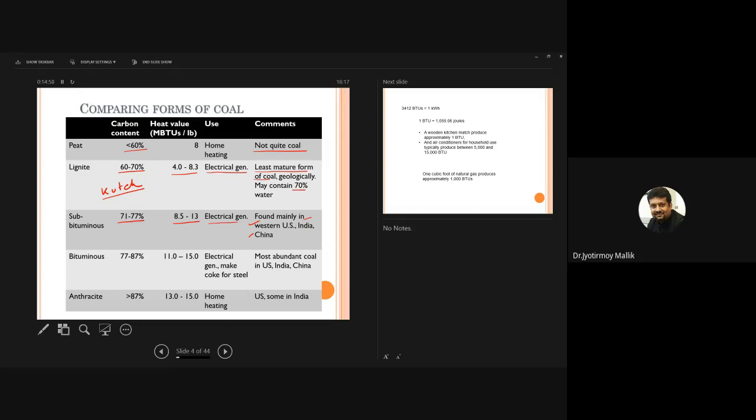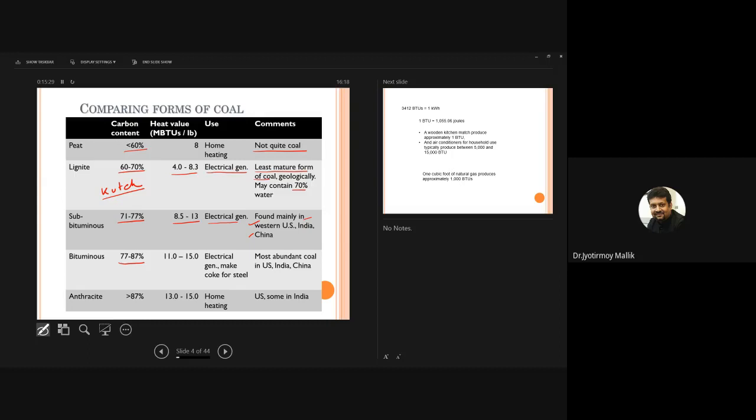Okay, so we will see where they are. Madhya Pradesh, then Chhattisgarh, Bihar, Jharkhand, West Bengal. This whole Gondwana basin is full with subbituminous to bituminous quality coal. Okay, China is also another major coal producer. So is the US. Okay, and then bituminous coal, of course, 77 to 87% of carbon.